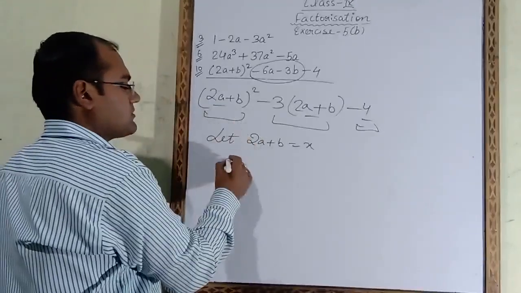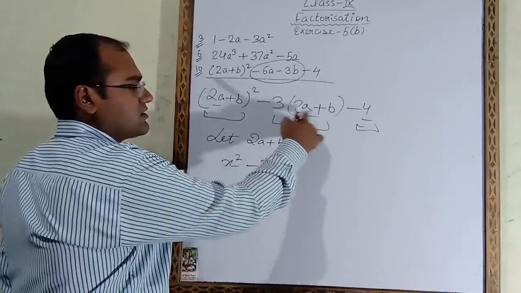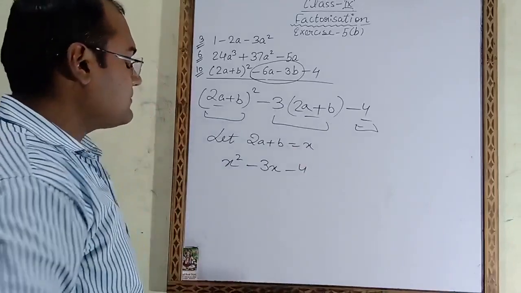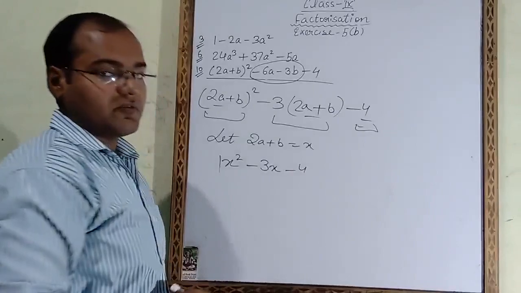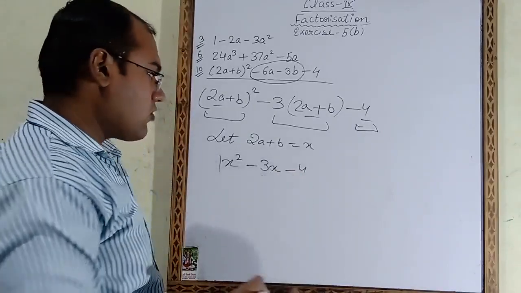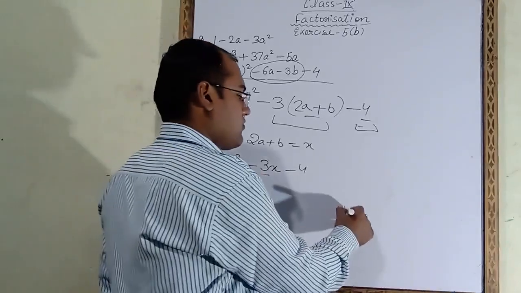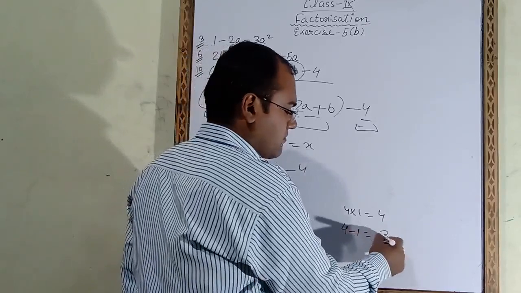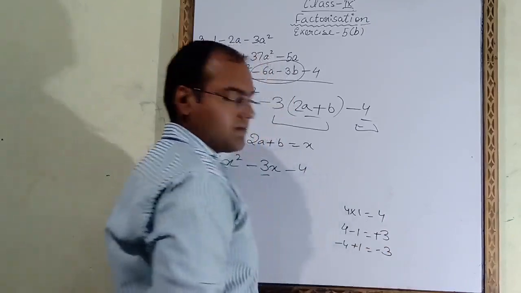Now instead of 2a plus b, we will put x: x square minus 3, and instead of 2a plus b, x minus 4. Now we have to factorize it. Here no number is written, that's why we will take 1. 1 into 4 will be 4. We have to use factors of 4 to make minus 3. So 4 into 1 will be 4, and if we do 4 minus 1, we will get plus 3, and if we do minus 4 plus 1, we will get minus 3.